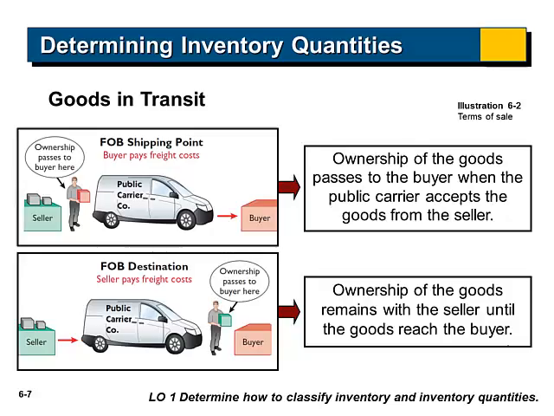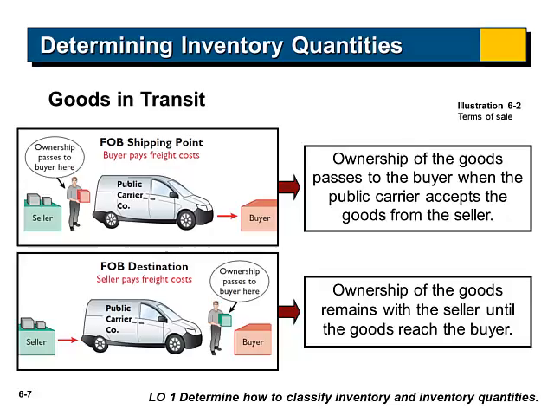FOB shipping point basically means that the ownership of the goods passes to the buyer when the public carrier accepts the goods from the seller. So FOB shipping point means that the ownership passes to the buyer the moment the truck leaves Coca-Cola's warehouse or leaves the seller's warehouse. So in transit, they are to be recorded on the buyer's financial statements. The buyer owns them if the terms are FOB shipping point, because the ownership passes the moment they leave the seller's dock.